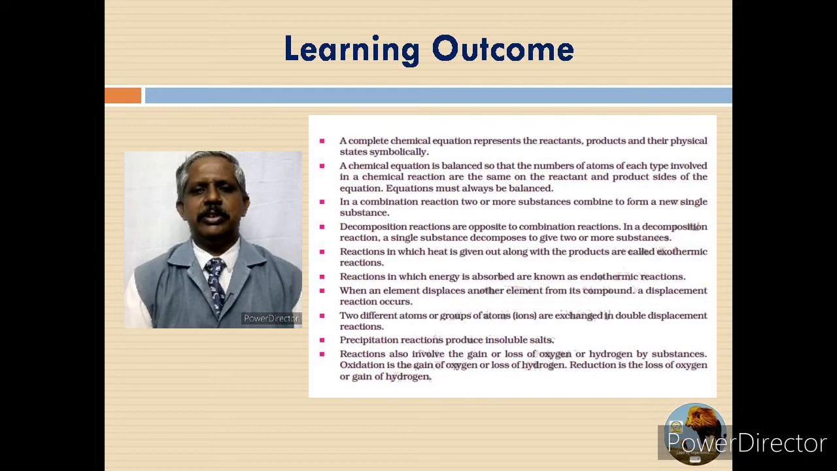A complete chemical equation represents the reactants, products and their physical states symbolically. A chemical equation is balanced so that the numbers of atoms of each type involved in a chemical reaction are the same on the reactant and product sides of the equation. Equations must always be balanced.